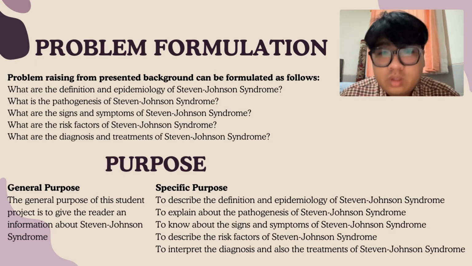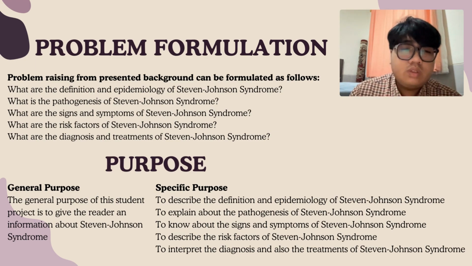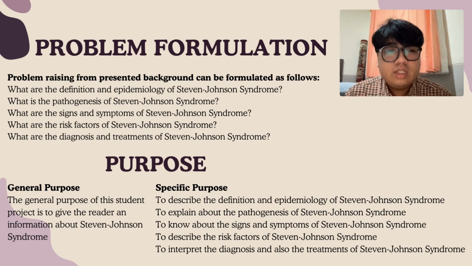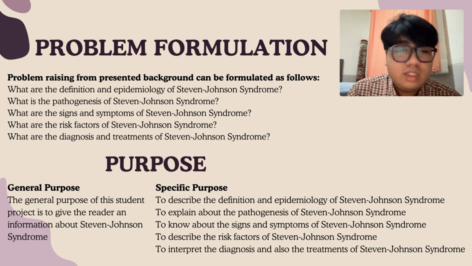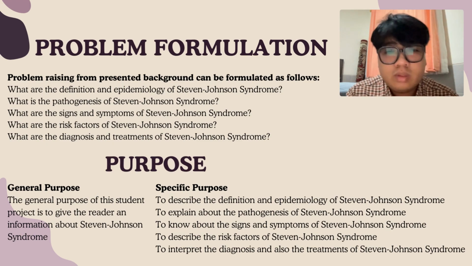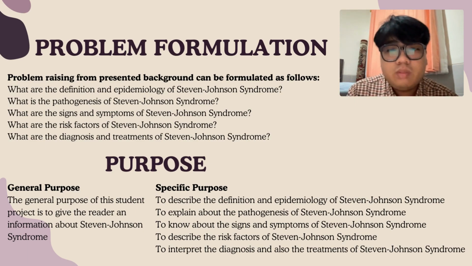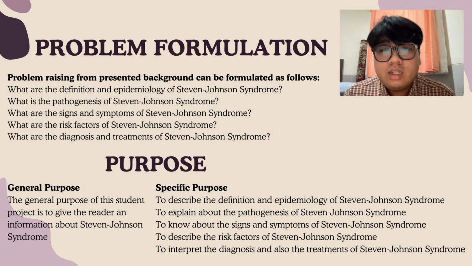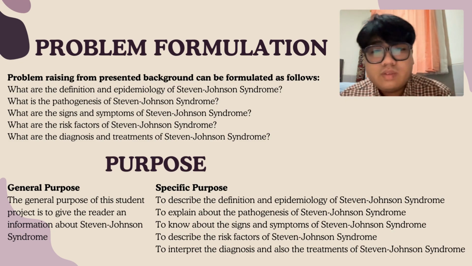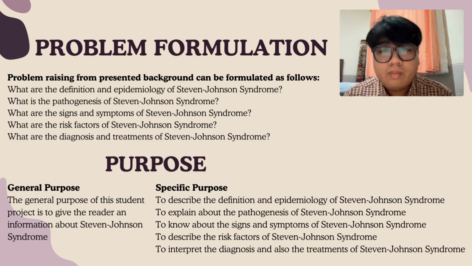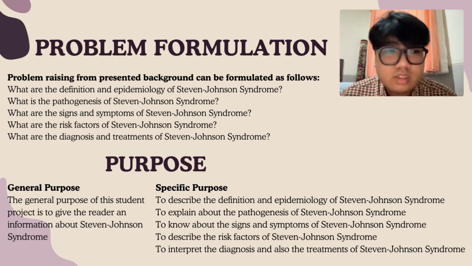So we have two purposes here. The first one, the general purpose of the student project, is to give the reader information about Stevens-Johnson syndrome. And the second one is the specific purpose: to describe the definition and epidemiology of Stevens-Johnson syndrome, to explain the pathogenesis of Stevens-Johnson syndrome, to know about the signs and symptoms of Stevens-Johnson syndrome, to describe the risk factors of Stevens-Johnson syndrome, and to interpret the diagnosis and also the treatments of Stevens-Johnson syndrome.